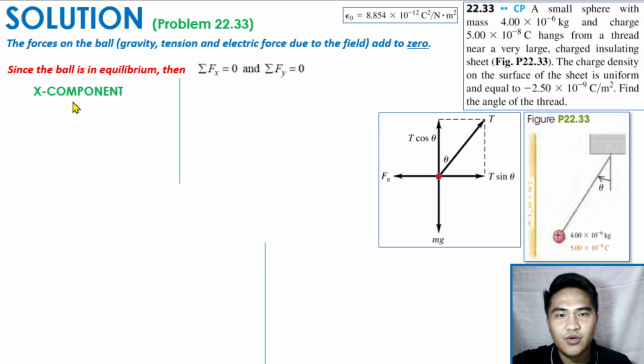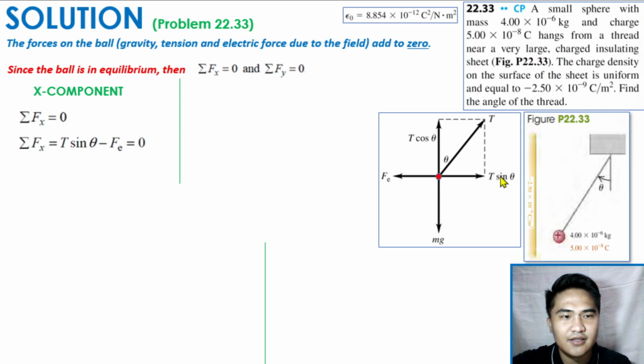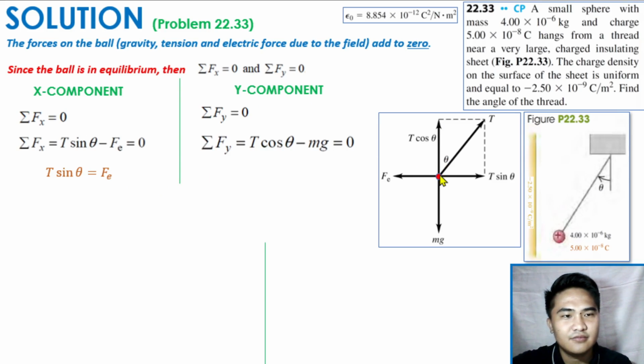So let's solve for the x component. As seen in this diagram, we have positive T sine theta and negative electric force because it is to the left. Rearranging this equation, we have T sine theta is equal to the electric force. Now let's proceed with the y component. As seen in this diagram, we have positive T cos theta, the y component of the tension, and the weight, which is negative because it is downward, so minus mg. Rearranging this, we have T is equal to the weight divided by cosine theta.